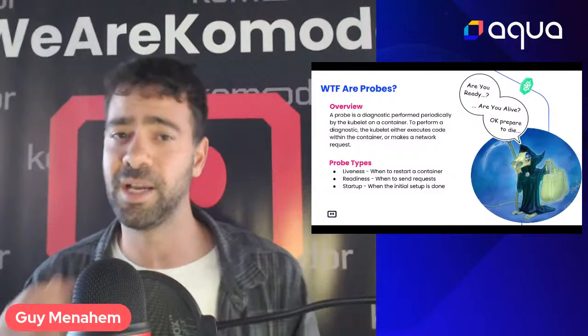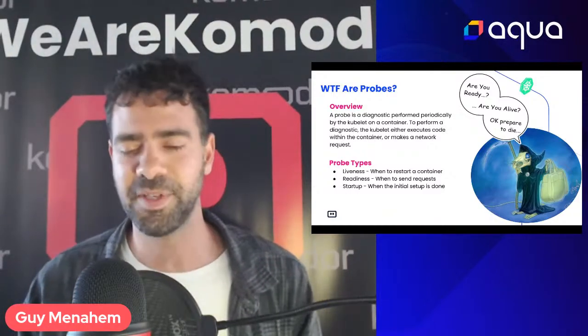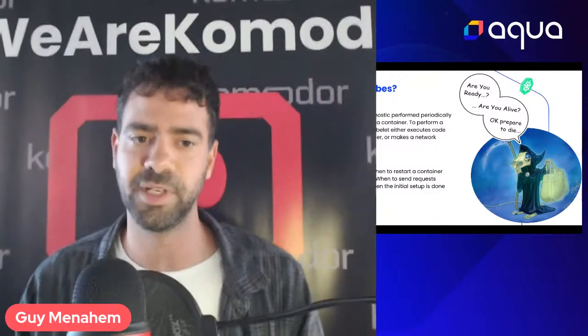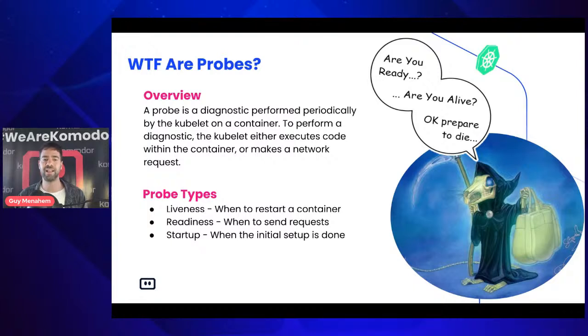We have two types of probes, or three types of them, but we are going to focus only on two of them today. First of all is the liveness probe. Liveness probe is a way to tell Kubernetes that our pod or containers are alive, or that we want to restart it.